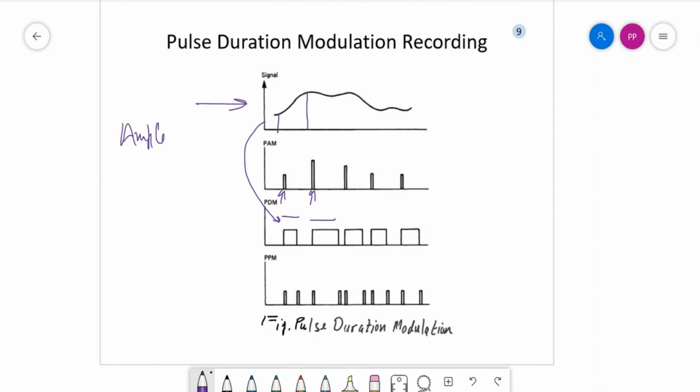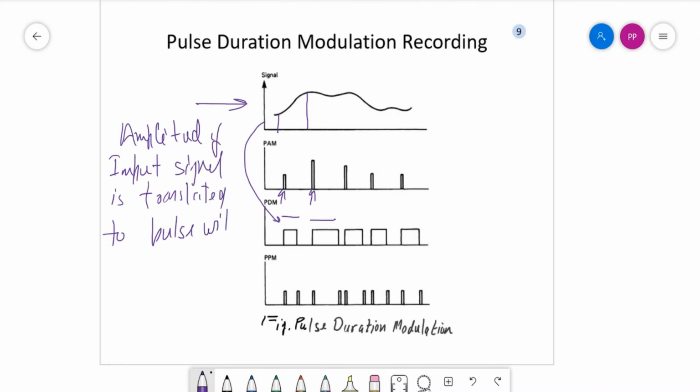The amplitude of the input signal is translated to pulse width. Here the pulse width is again demodulated at the receiving end, and in that way we can reproduce the original signal. The condition for this is that slow changing process data can be recorded in multiple numbers.